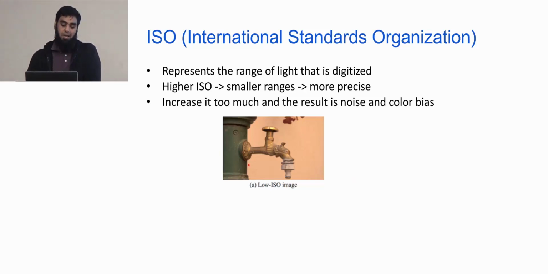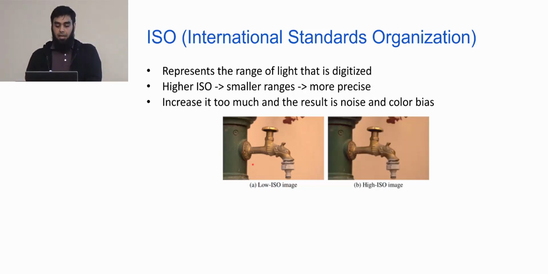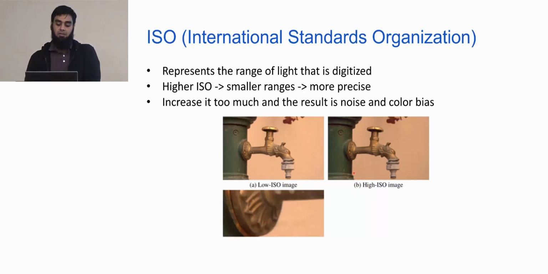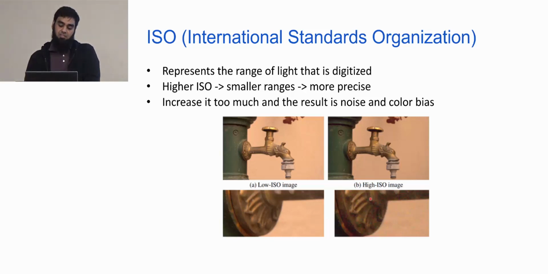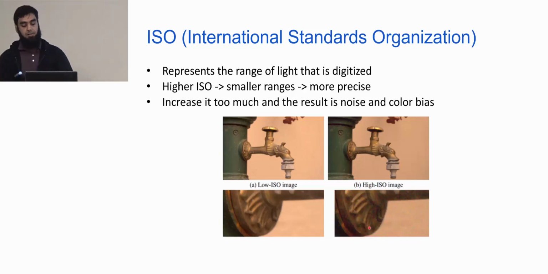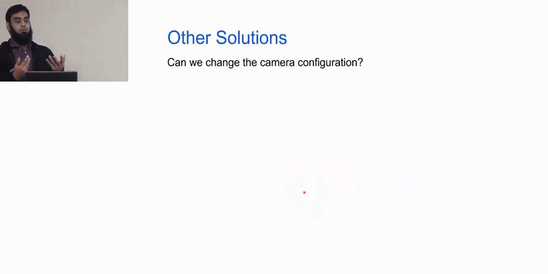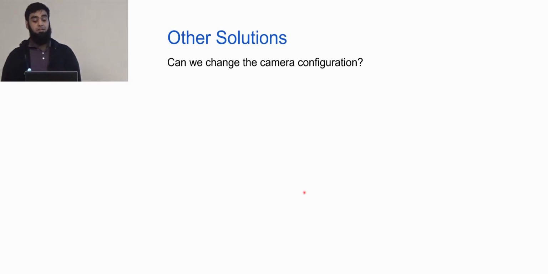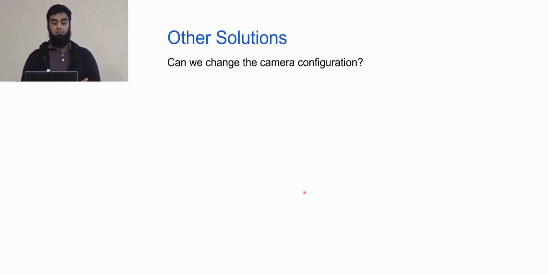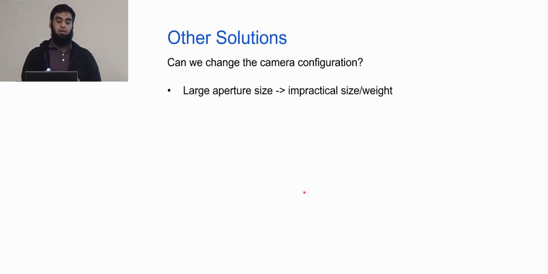That's a low ISO image. We can't really tell a lot at this level, and that's a high ISO image. So we notice some difference in the brightness, right? But let's try to zoom in and see what's going on. If we zoom in on the low ISO image, we can see that it's still discernible, whereas noise has been added to the high ISO image. And it keeps getting worse. This is not a major increase in the ISO. So when we try to increase it by large amounts, we get worse results. So is there anything that we can do as photographers on our end to change the camera configuration and deal with this issue? So let's talk about that.